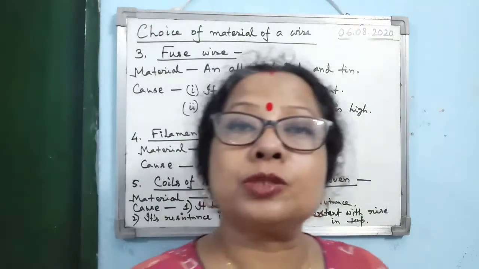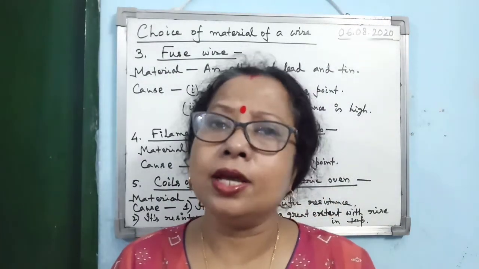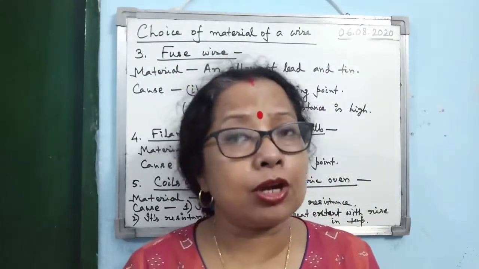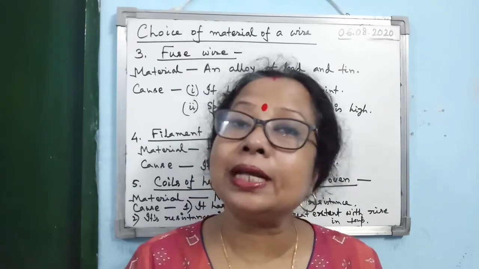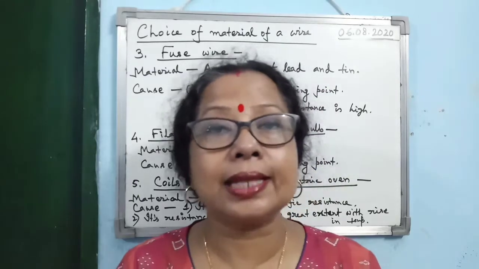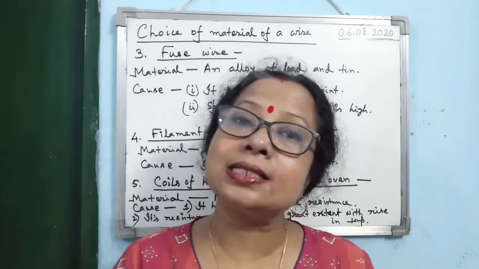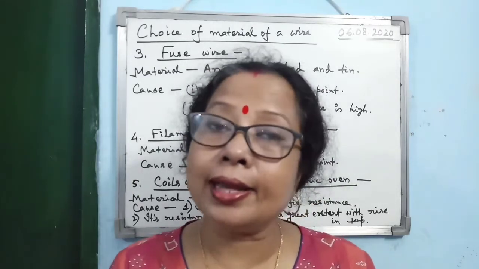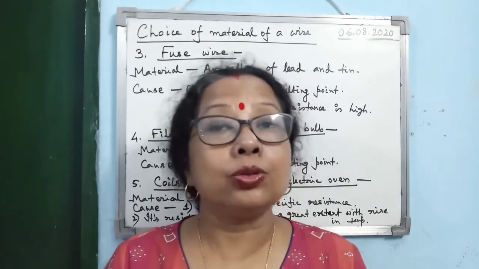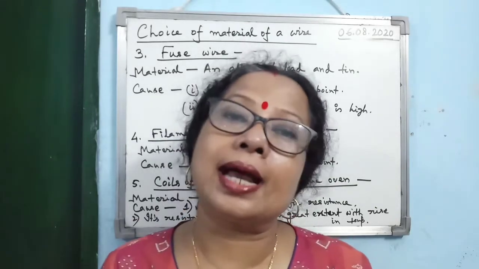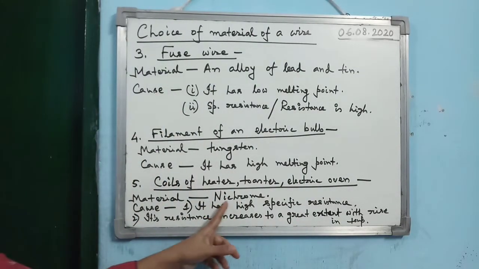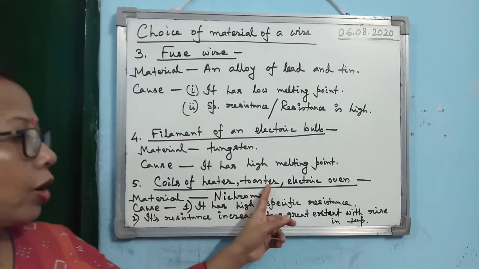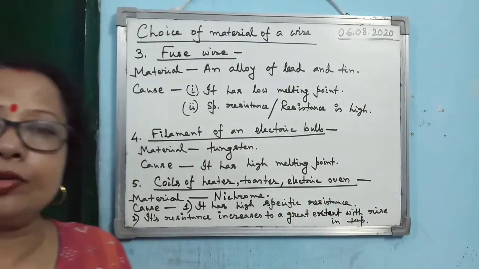Because nichrome's specific resistance is very high. Not only that, another property of nichrome is that if the temperature of nichrome increases, then the resistance increases many-fold. Resistance increases to a greater extent with rising temperature. So these are the two causes why nichrome is used for the coils of heater, toaster, and electric oven.